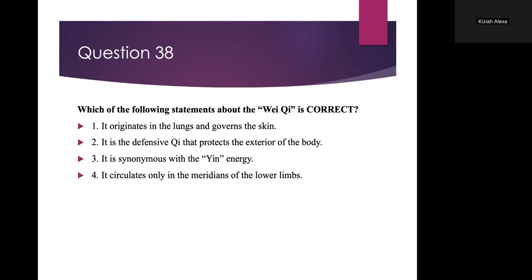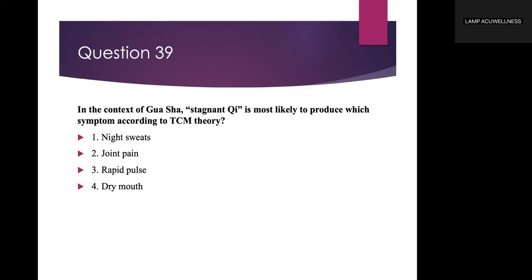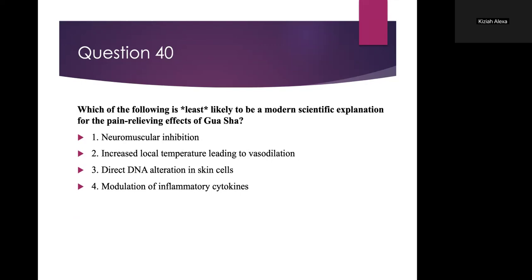Which of the following statements about the Wei Qi is correct? It is defensive chi that protects the exterior of the body. Number 2. In the context of Gua Sha, stagnant Qi is most likely to produce which symptom according to TCM theory? Joint pain. Which of the following is least likely to be a modern scientific explanation for the pain-relieving effects of Gua Sha?